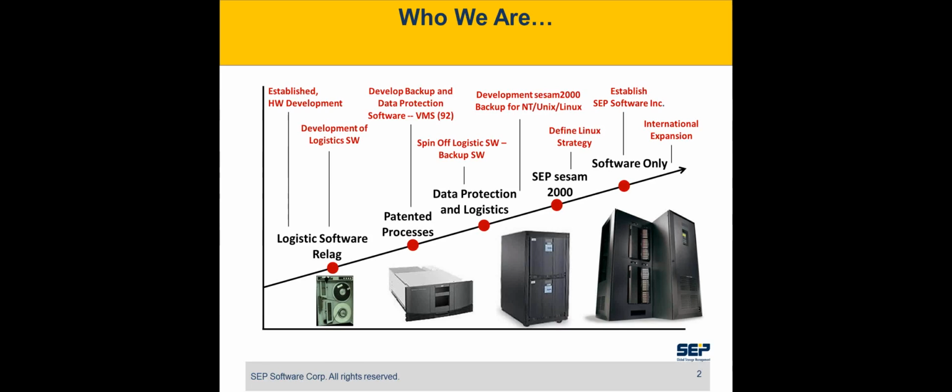So the company split. There is still a SEP in Germany which does production automation software, and now we are the backup portion of that SEP software. In 1996, the product was completely rewritten from the ground up. It was introduced into the U.S. market in 2004, and we are continuing to gain quite a bit of momentum very quickly.